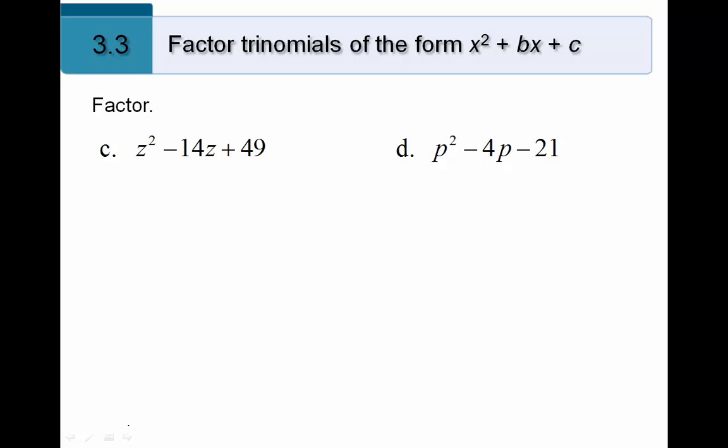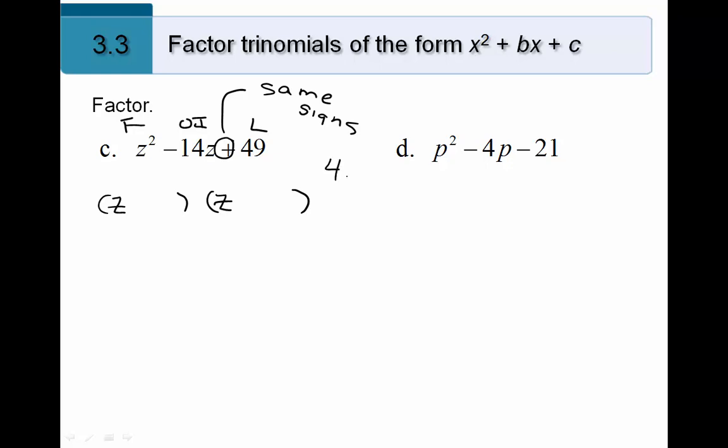All right, z squared minus 14z plus 49. Same signs. F, L, O, I. Z times z is z squared. My factors of 49. 1 times 49 is 49, and 7 times 7 is 49. I'm looking for the two that will add up to 14z. 7 and 7 will give me a 14.